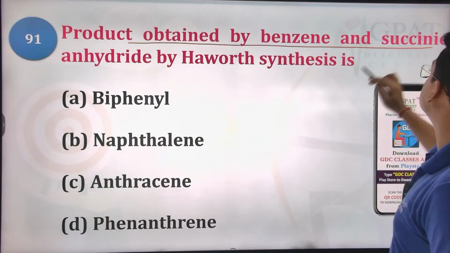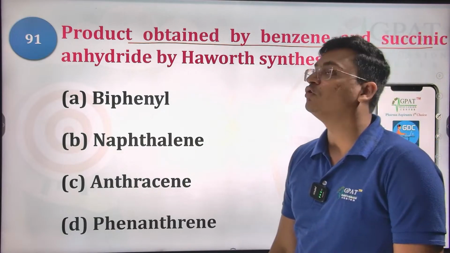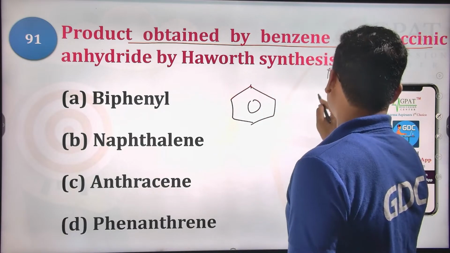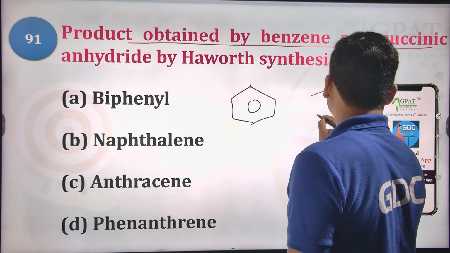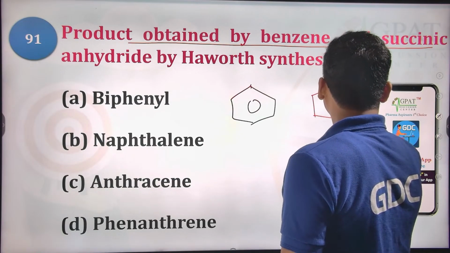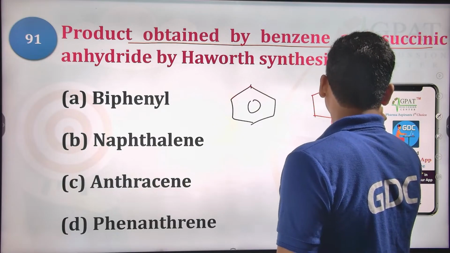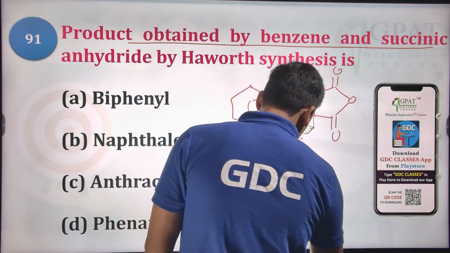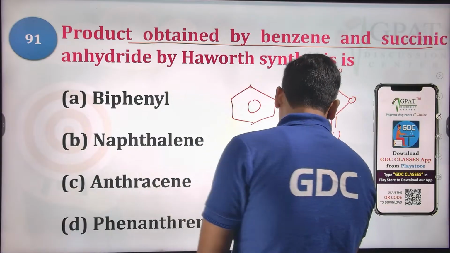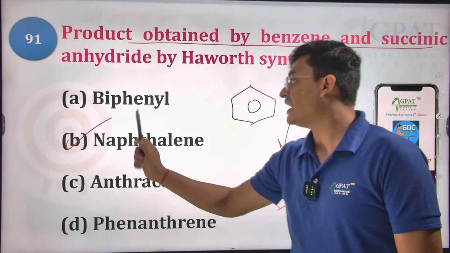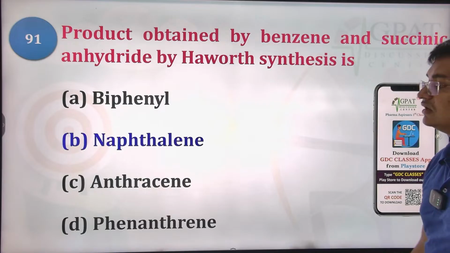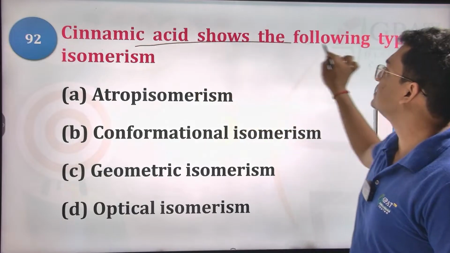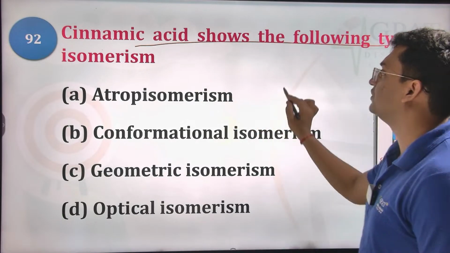Product obtained by benzene and succinic anhydride by Haworth synthesis. So when benzene reacts with succinic anhydride, it gets converted into naphthalene, and this is the reaction for the production of naphthalene. This is the Haworth synthesis reaction.